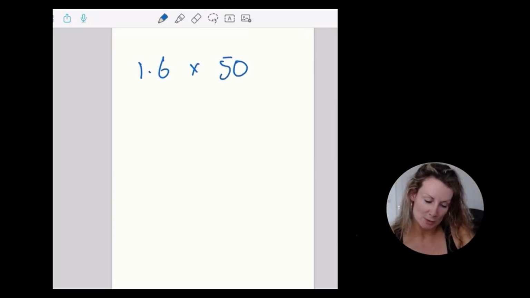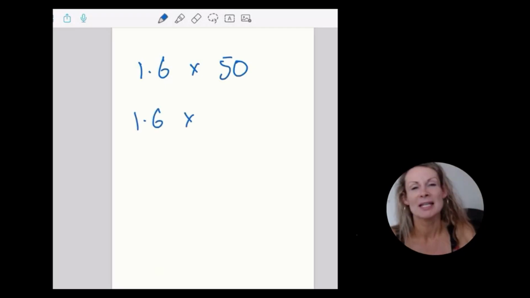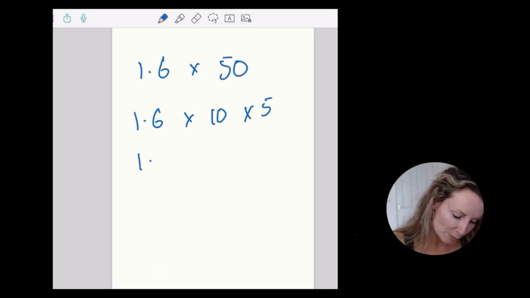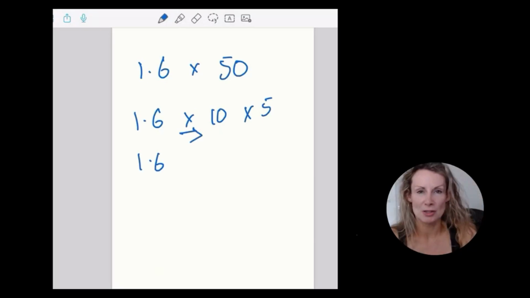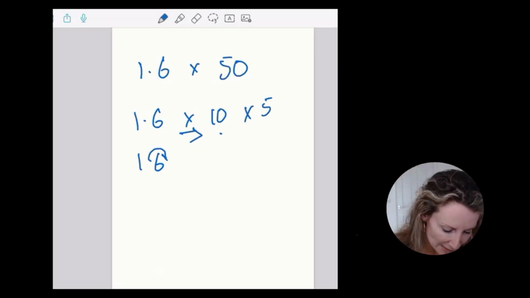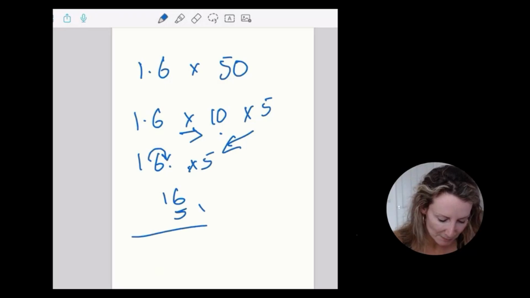So what we would do is we would separate out the 50. So it's going to be 1.6 times by, instead of 50, times by 10, then times by 5. So we do this bit first. 1.6 times by 10 moves the decimal 1 place to the right. So we move it 1 place like that. And now the 5 needs to be done as well, times by 5. Now you've got 16 times by 5.